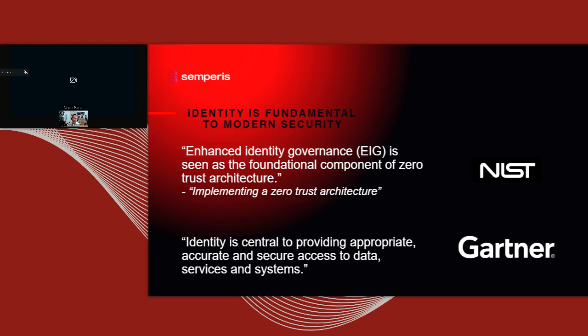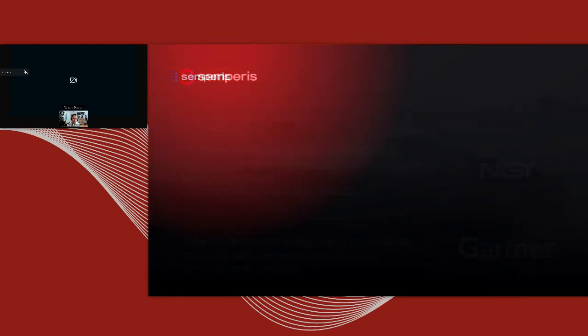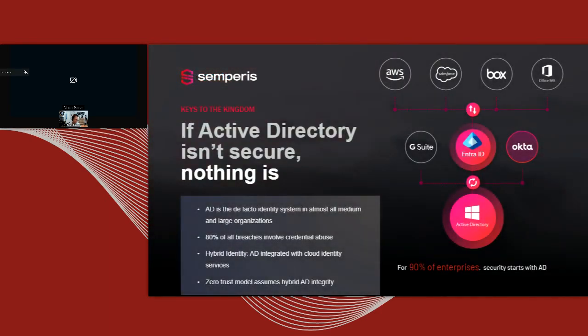So there it is. Gartner says it too. That means identity is fundamental to modern security and the Zero Trust journey. And when we're talking about identity, we're talking about Active Directory. It's the de facto identity system for almost all medium and large organizations around the world. Back in 2017, Alex Simons, who is the boss of all of this stuff, said that almost 13 million organizations use Active Directory, with almost 1 billion users globally.